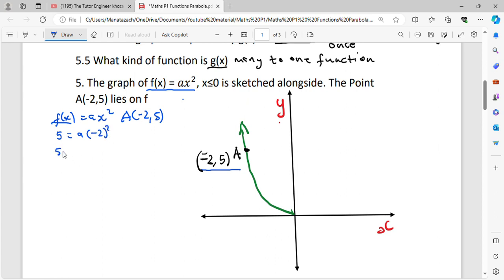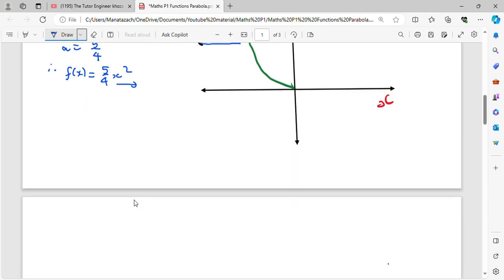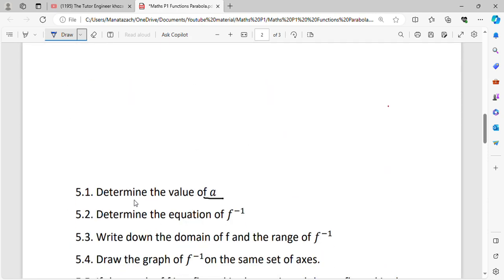Here you'll have 4a divided by 4 both sides. Then A is 5/4. So that means we can rewrite our function as 5/4 x squared. So that would be question 1, 5.1, and then 5.2, determine the equation of the inverse.